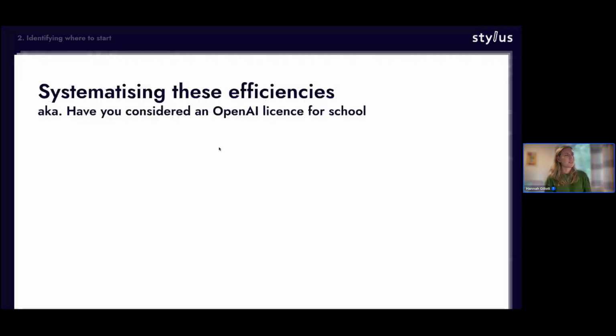So when it comes to systematizing these efficiencies, one possible way you might approach this is an OpenAI license for your school. So I said that ChatGPT has made its newest models free. That is for individual accounts. I actually can't remember now what the fee is for a whole team, but for a relatively small fee, you can get a paid OpenAI license for your school where everyone is added into a single team.